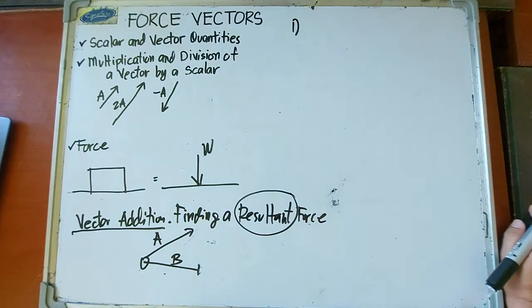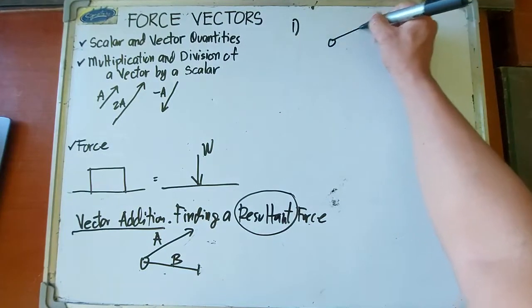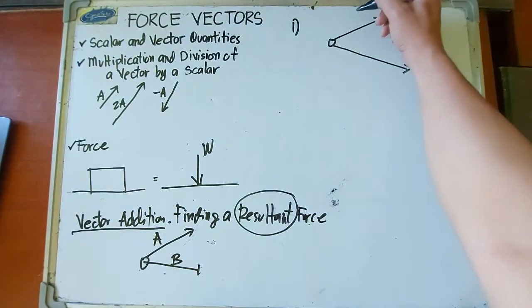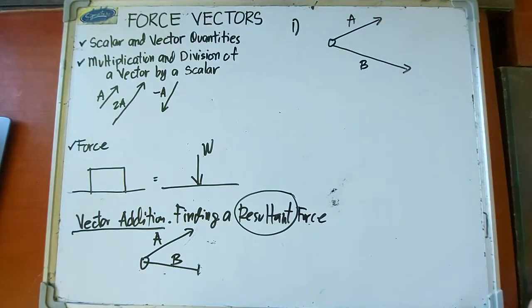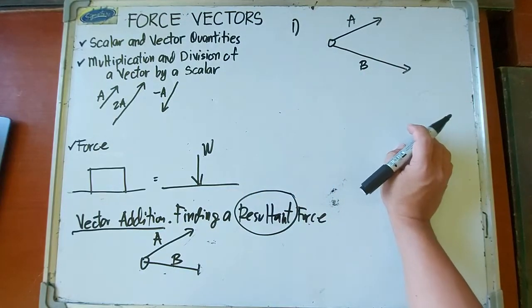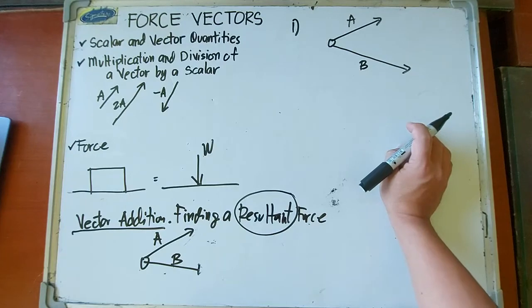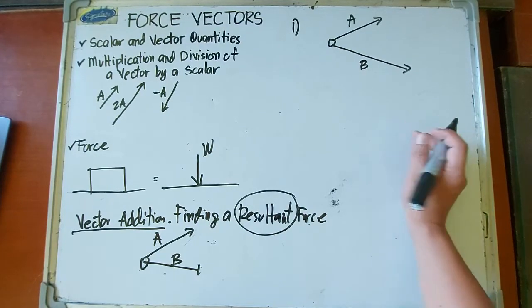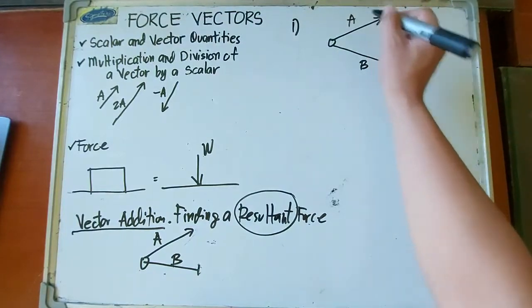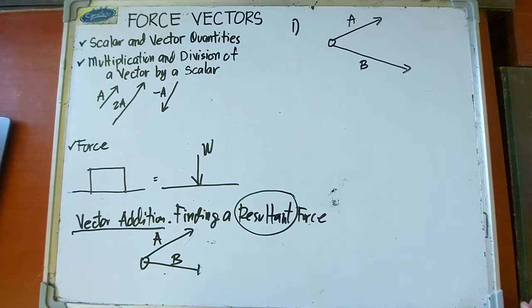So number 1, first procedure is drawing muna natin yung mga forces. Ayan, force A and force B. Again, importante na medyo scaled yung pag-drawing natin ng length ng mga forces. So kapag mas malaki yung magnitude ng force B, dapat mas mahaba siya compared dun sa force A, ano. So para mas accurate yung drawing natin ng parallelogram.